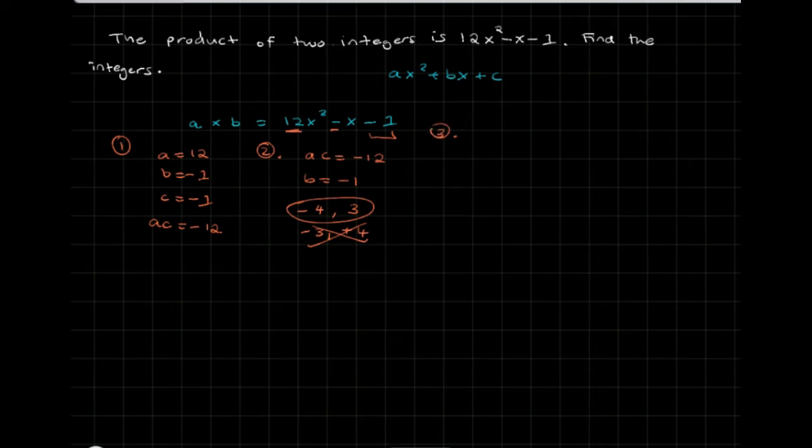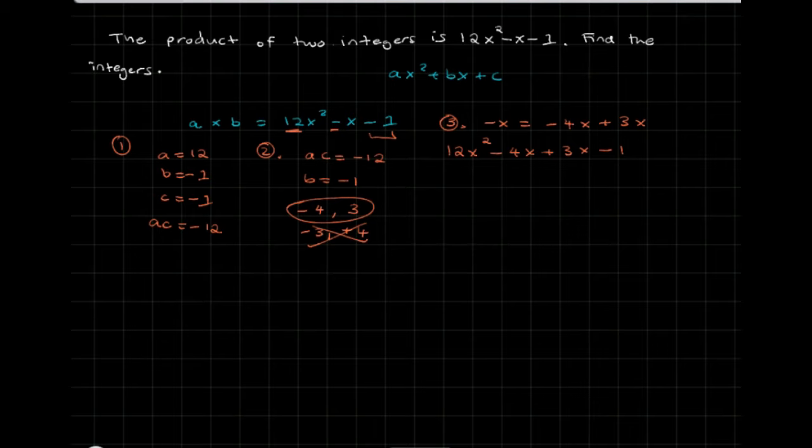So in the third step, we're going to replace our middle term, negative x, as a sum of these two coefficients. So we're going to write this as negative 4x plus 3x. And then we're going to replace this back into the expression. So now what we have here is 12x squared minus 4x plus 3x minus 1.